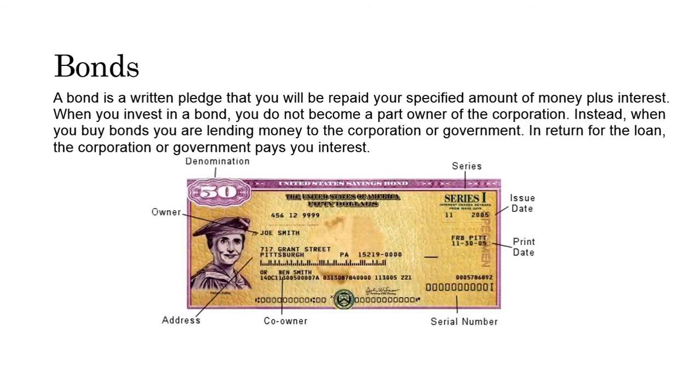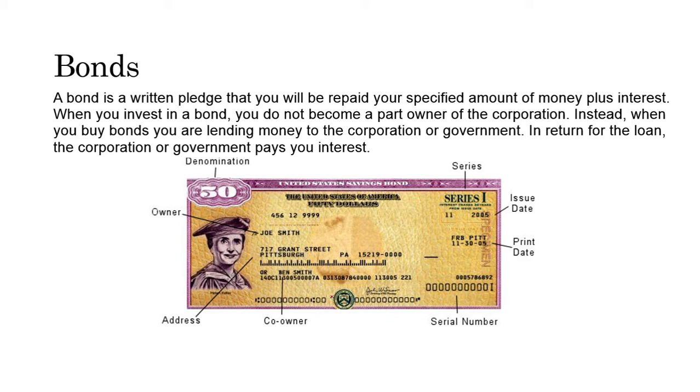Bonds. Let's go over bonds. So earlier in the definition part, I told you it is a written pledge that you will be repaid your specified amount of money plus interest. So here's an example of a government bond.